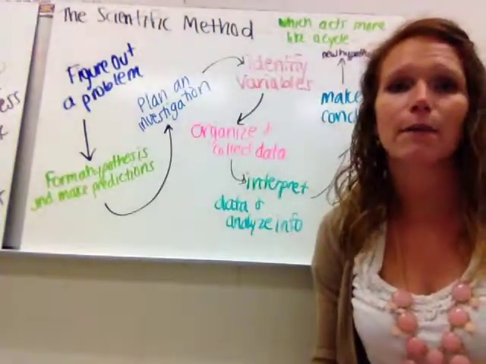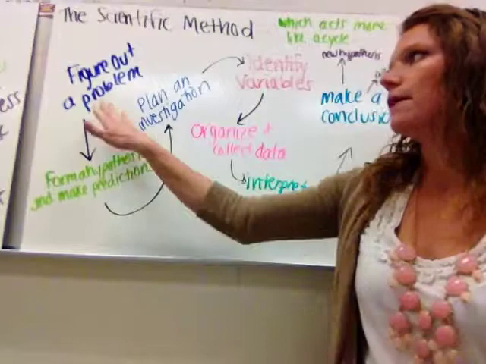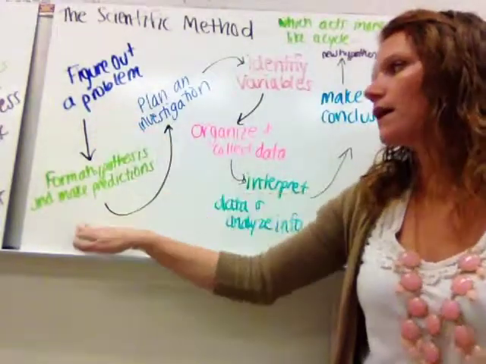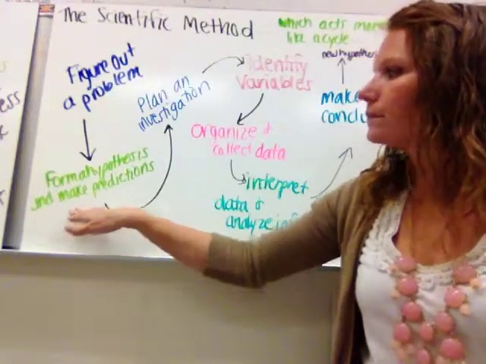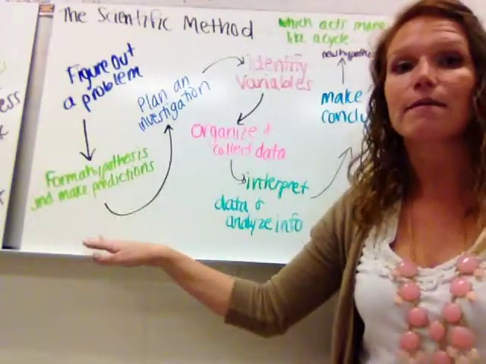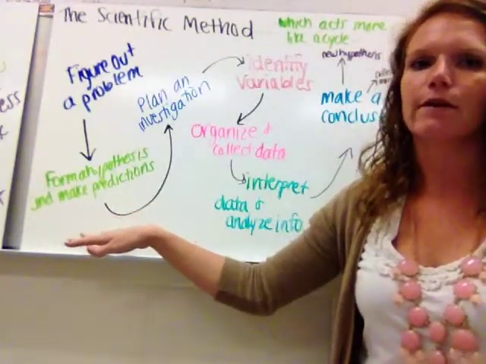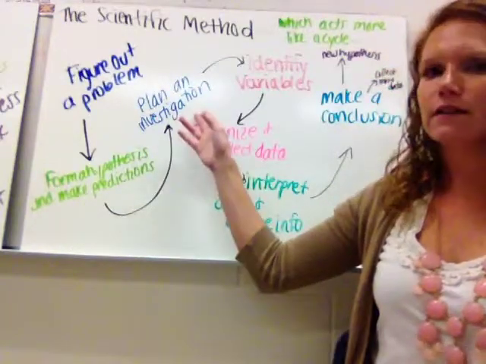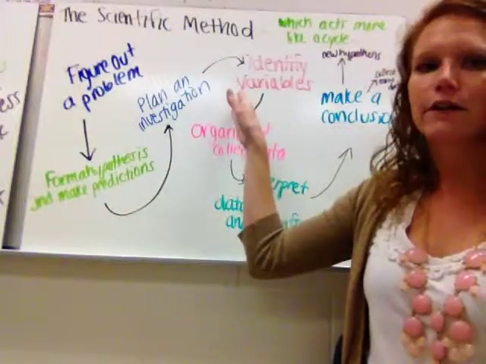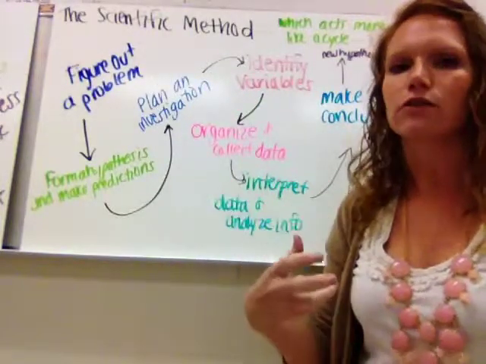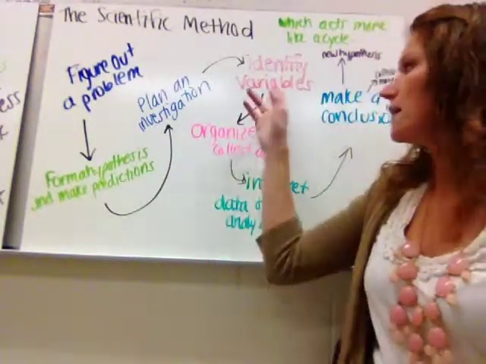So what does the scientific method look like? Basically you start out figuring out a problem, and you form a hypothesis, which is an educated guess, and you make your predictions. This is where I think maybe it might be. This is what I think will happen if I do this. You plan an investigation. You plan what you're going to do, basically your experiment, and then you identify your variables: the thing that you're changing, the things you're not changing, what you're going to be measuring in the experiment.